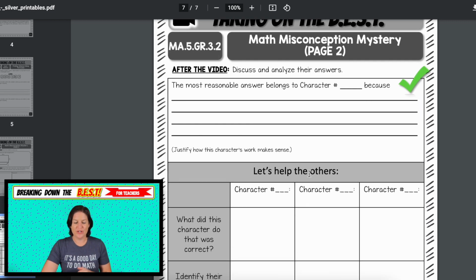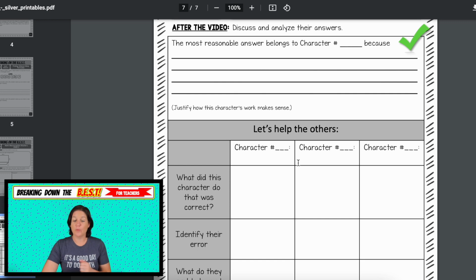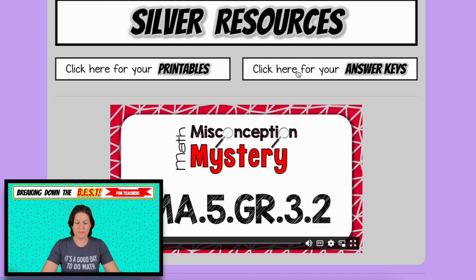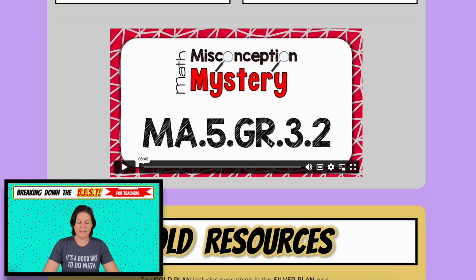After students watch the video, they will be able to fill out the deductive report stating who the most reasonable answer belongs to and evaluating the work of the other 3 characters right there. So that is your silver plan. You've got your answer keys right here.